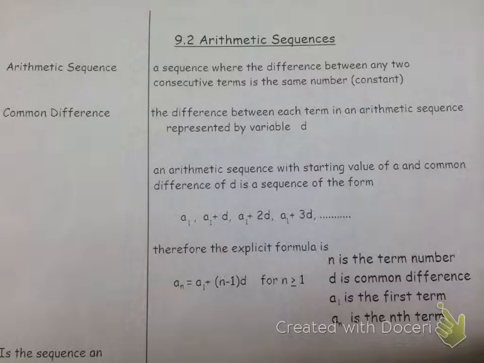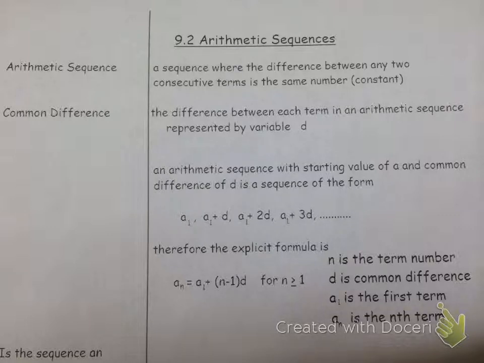Now we're going to go on to 9-2. And 9-2 is arithmetic sequences. An arithmetic sequence is where the difference between two consecutive terms is the same number. It's a constant. And that constant is called the common difference. It's the difference between each term in an arithmetic sequence. And that common difference is represented by the variable d.